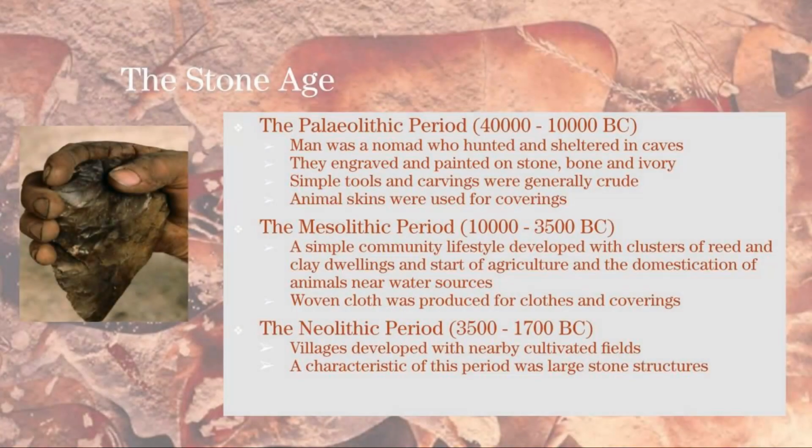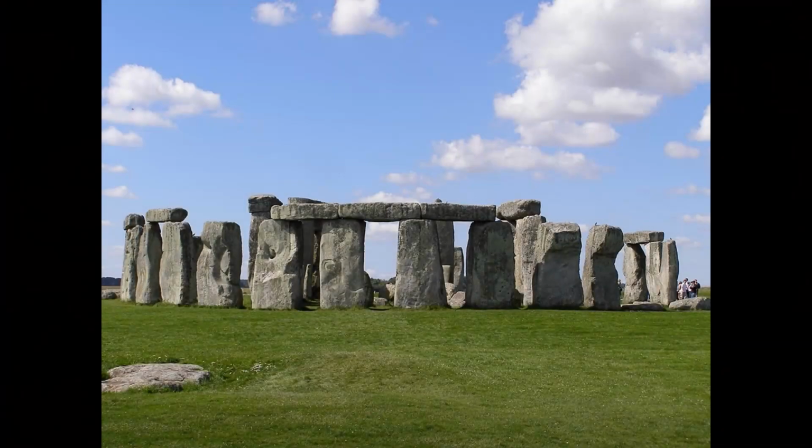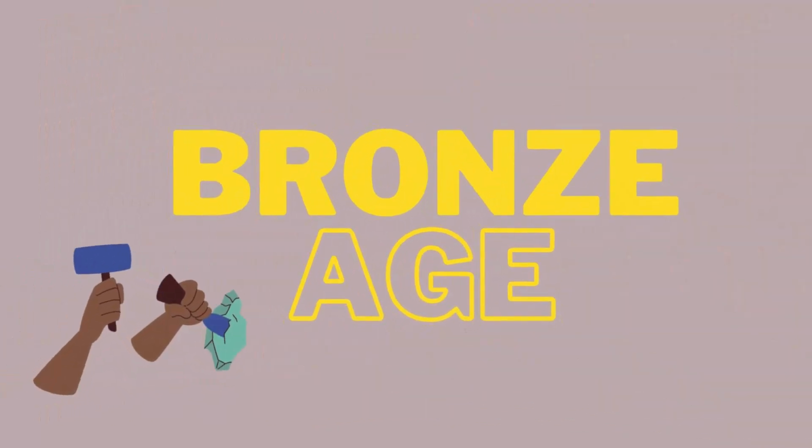The Neolithic period, 3,500 to 1,700 BC. Villages developed with nearby cultivated fields. A characteristic of this period was large stone structures, like Stonehenge in England. The Bronze Age, 2000 BC.